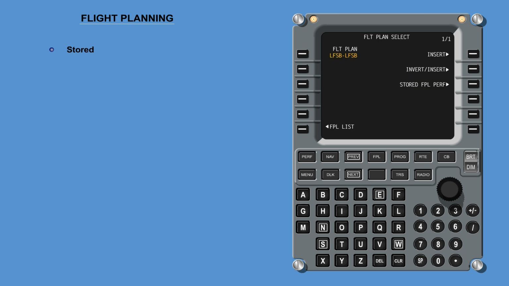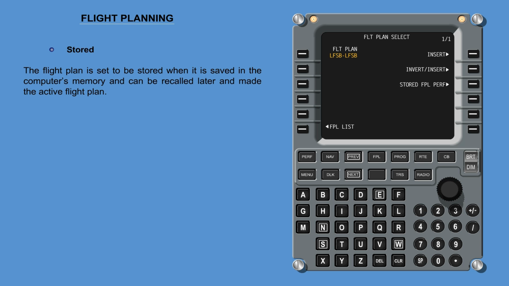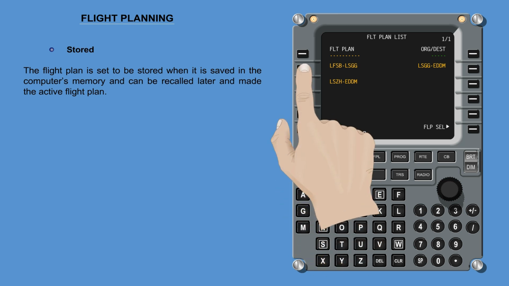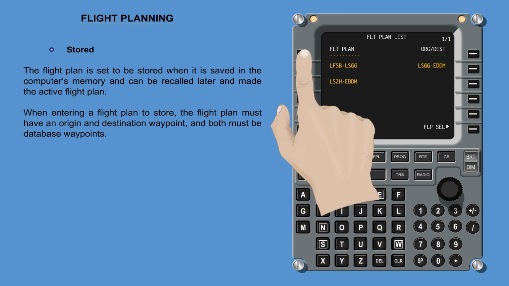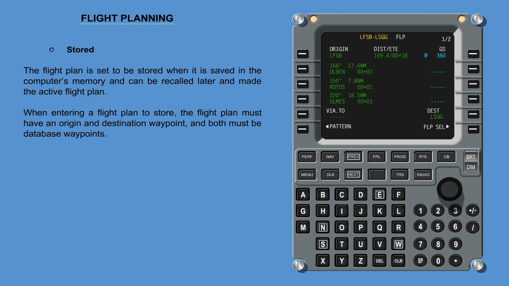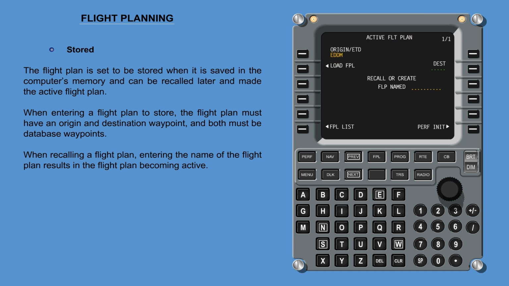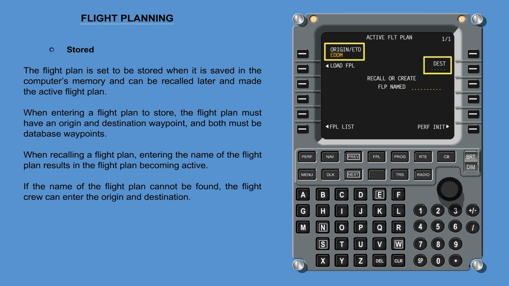Stored flight plan. The flight plan is said to be stored when it is saved in the computer's memory and can be recalled later and made the active flight plan. When entering a flight plan to store, the flight plan must have an origin and destination waypoint, and both must be database waypoints. When recalling a flight plan, entering the name of the flight plan results in the flight plan becoming active. If the name of the flight plan cannot be found, the flight crew can enter the origin and destination. If any are found, the flight plan list page is displayed to allow selection of a flight plan.